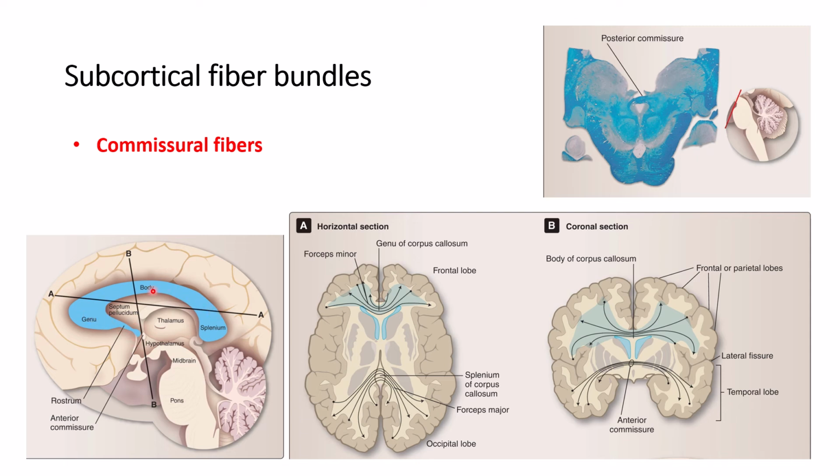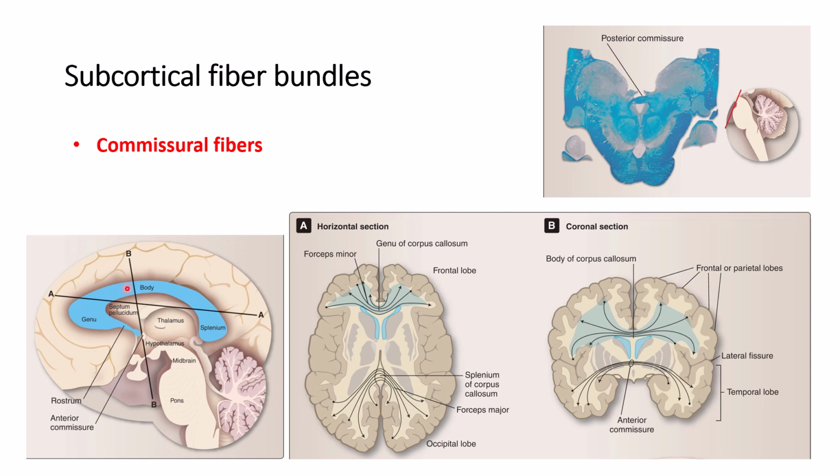This is the corpus callosum that has different parts. So starting with the rostrum here, and then it goes to the genu. The genu is located anteriorly. This is the bend. Genu means knee, and if you make a section around here, this is the area that you can see. This is the genu, and these are the shorter fibers. These are called forceps minor.